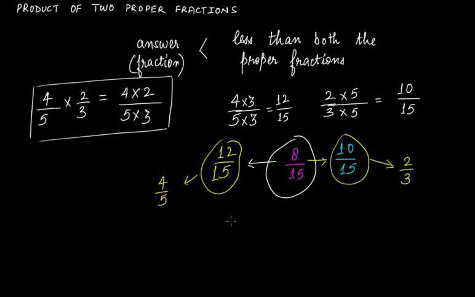It means that 8 by 15 is less than 4 by 5, and 8 by 15 is also less than 2 by 3. It means that whenever you multiply two proper fractions, the final outcome, the fraction that you will get, will always be less than both the initial fractions.